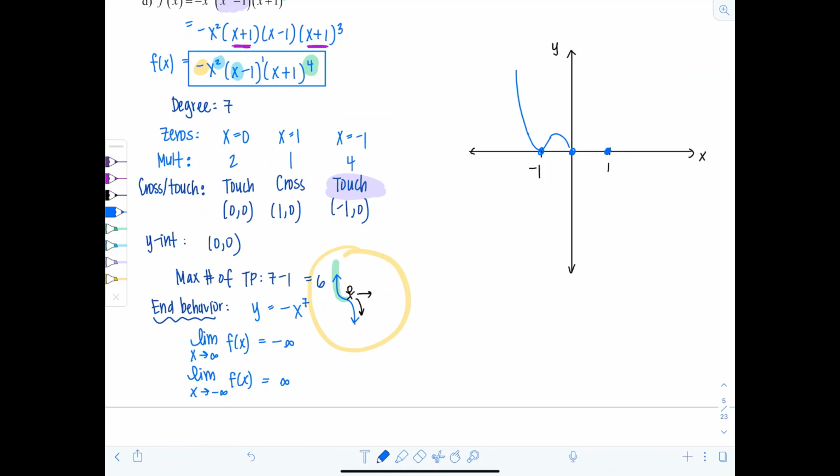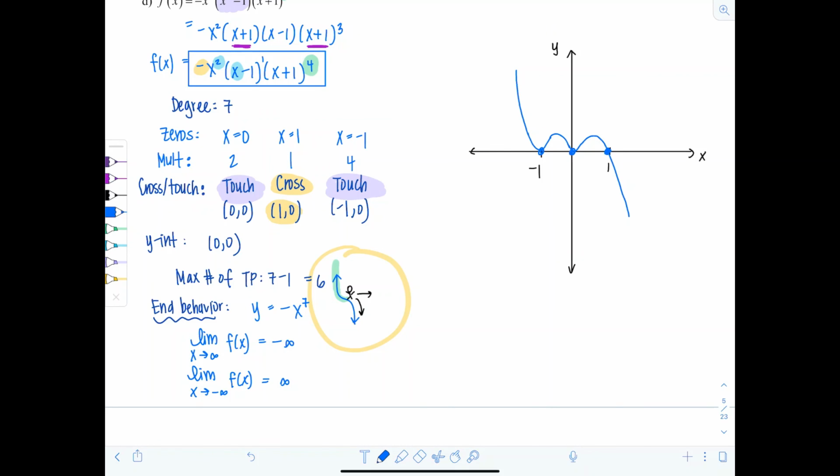What's going on at 0, 0? Check the multiplicity. It's touching as well. Okay, so you go, oh, here's 0, 0. Just kidding. And then now somewhere in the middle, you're going to have to turn around. You go to 1, 0. And then finally, you're going to cross at 1, 0. Okay, you go through to the other side.